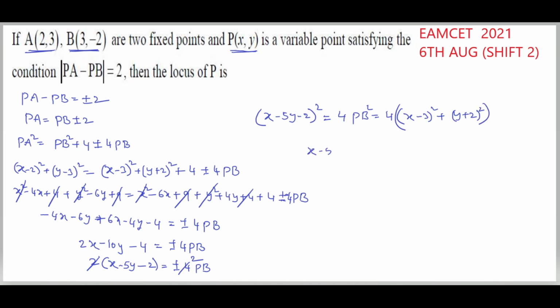Therefore (x minus 5y minus 2) whole square is equal to 4 times ((x minus 3) whole square plus (y plus 2) whole square). This is the required answer.